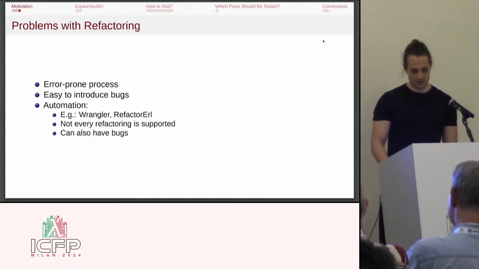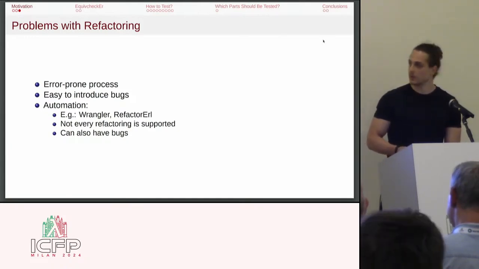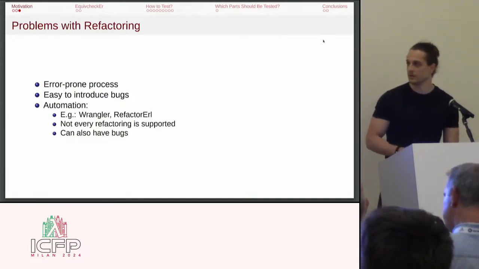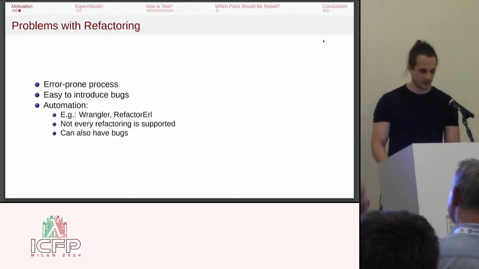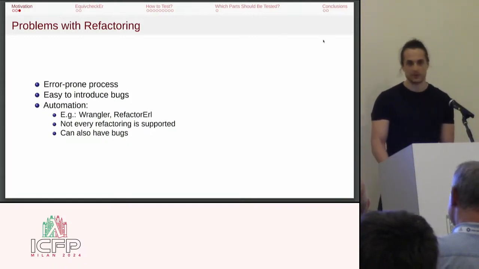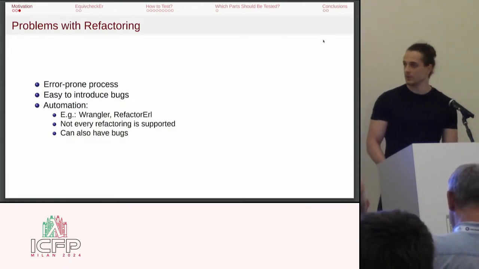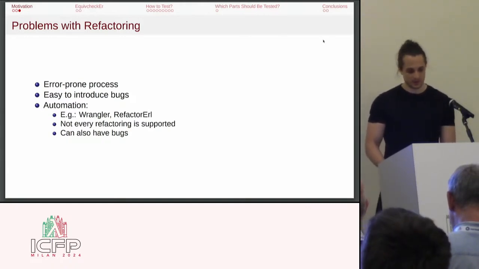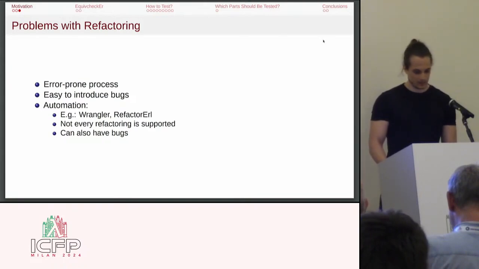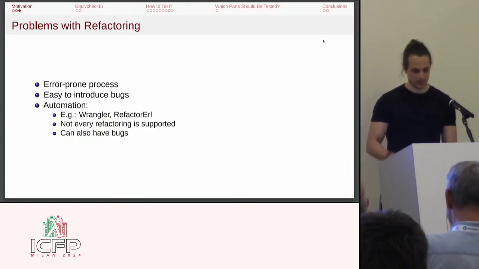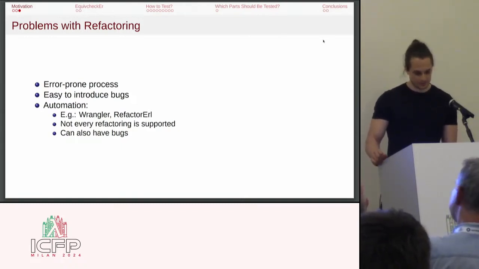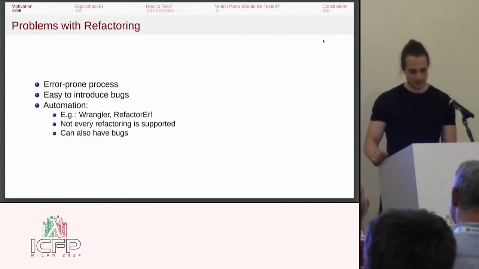So the chance of introducing new bugs can be somewhat mitigated by having good processes or following good practices, like frequent code reviews. But these also require a lot of time and effort from the programmers, and it's still possible to miss some bugs. So there are also tools that automate the process of the refactoring itself, like Wrangler or Refactorer.